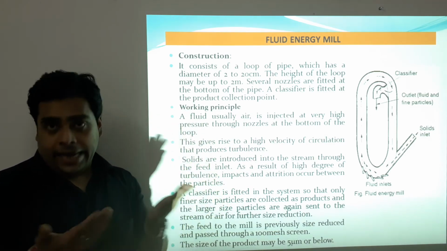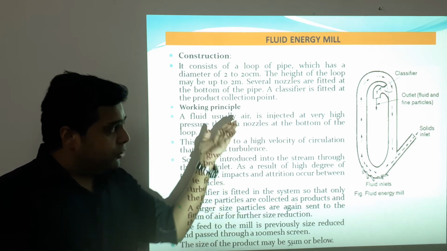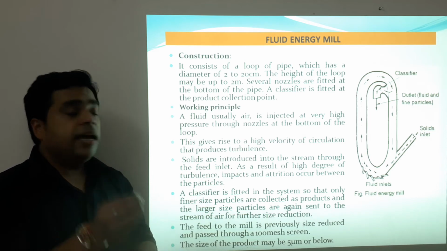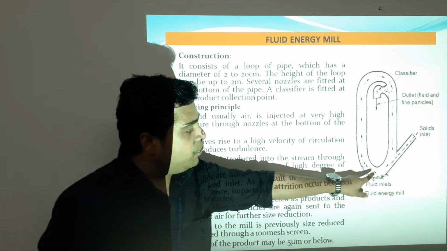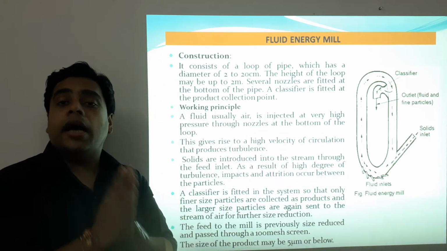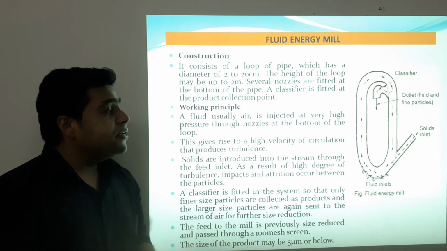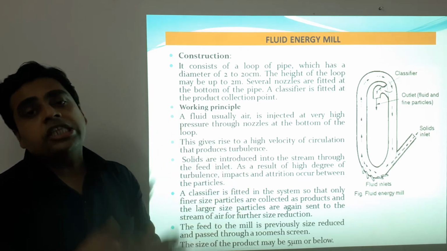Fluid is generally air. Sometimes we can also use inert gases. Usually air is injected at a very high pressure through nozzles at the bottom of the loop. So this is the fluid inlet, and the fluid can be introduced at quite a high pressure. This gives rise to a high velocity of circulation which produces turbulence.